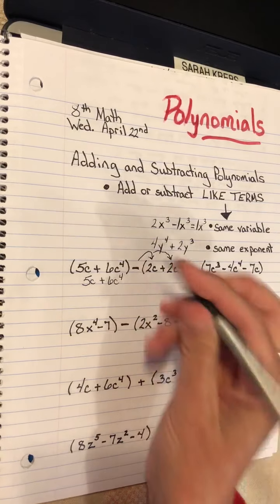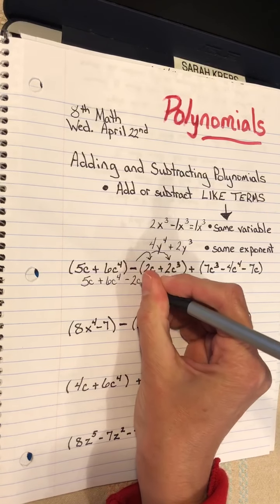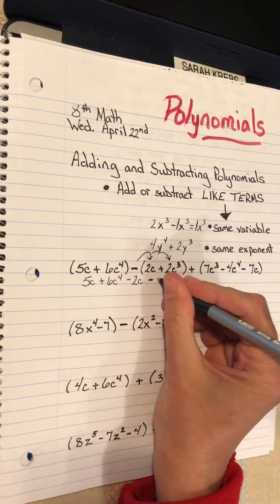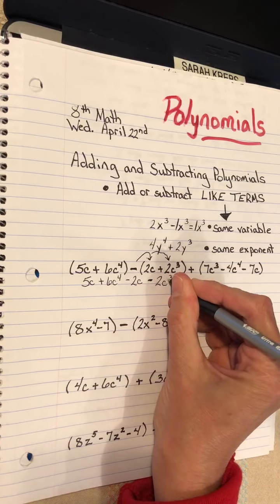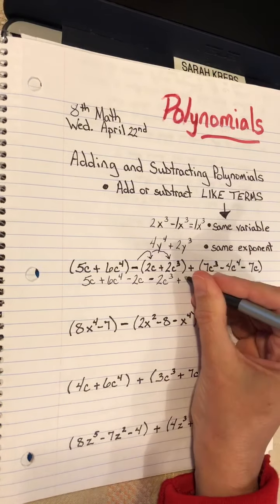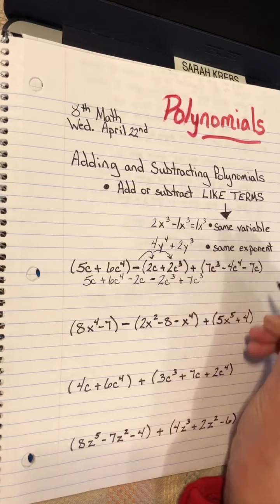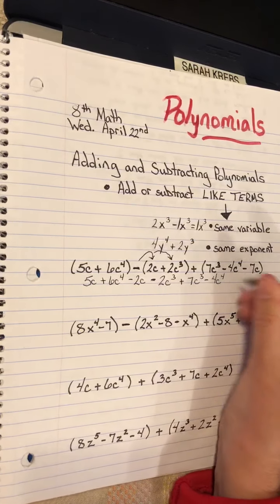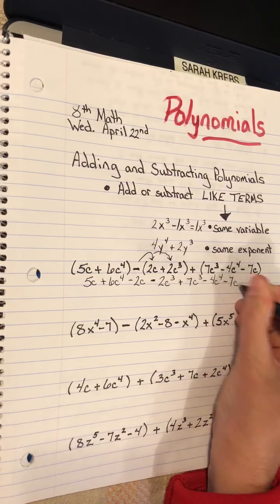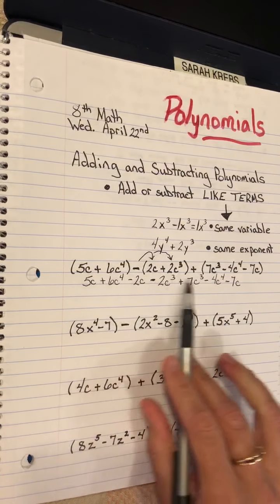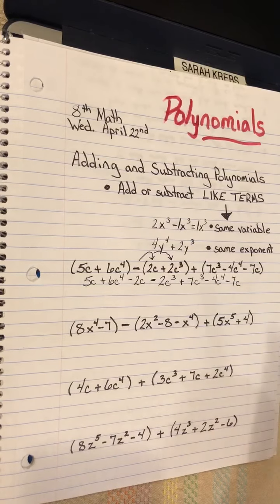So this becomes a negative 2c. When I bring the negative in here, this becomes a negative 2c to the third. Then I'm going to bring down the terms in the last parentheses. So I have distributed the negative. I've brought everything down. Now I need to start looking at what I can combine.